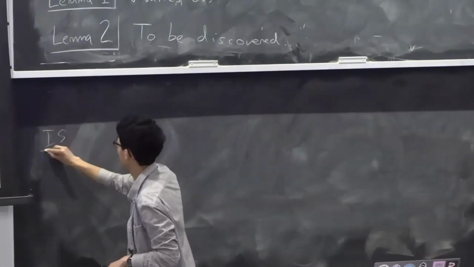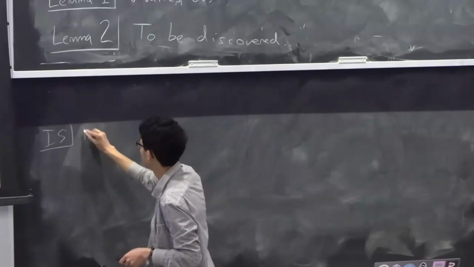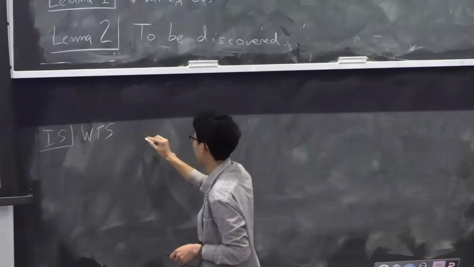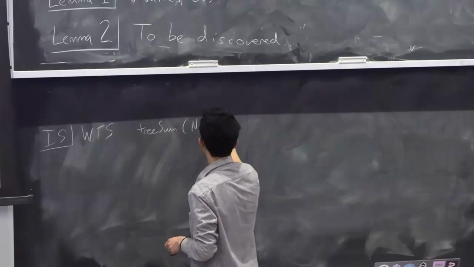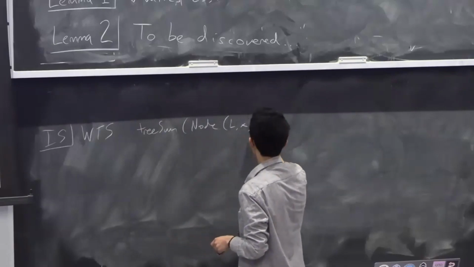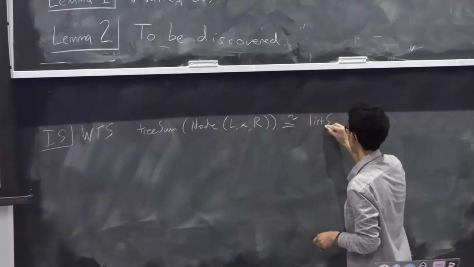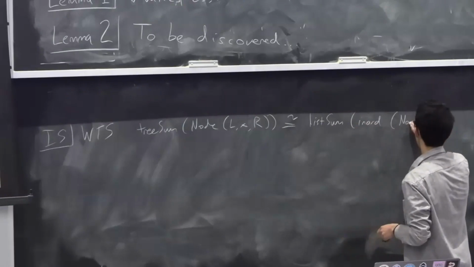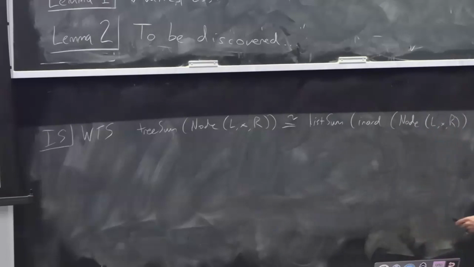Inductive step. With our L and our R that we received from the induction hypothesis, we want to show that tree sum of node of L X R is equivalent to list sum of inord of node of L X R. And I caution you to please write this out specifically. Write out what you want to show. It will help you.